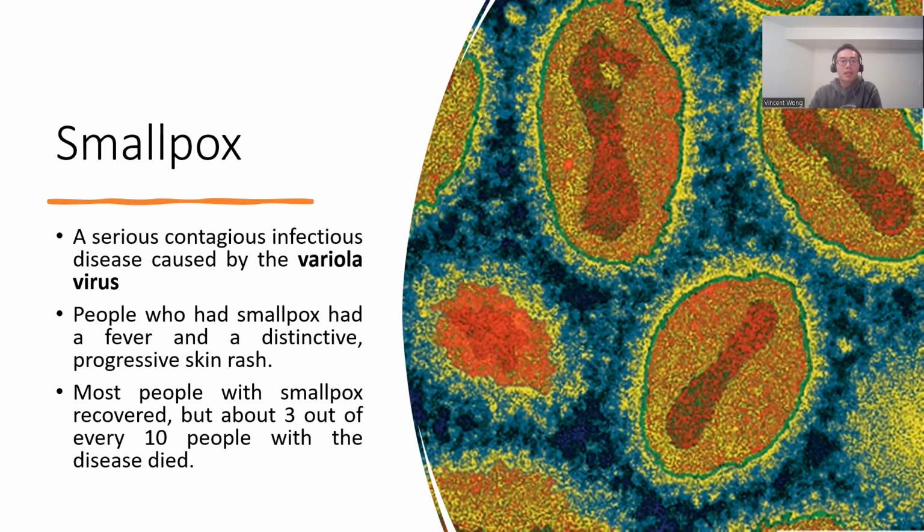Smallpox is a serious contagious infectious disease caused by the variola virus, which is in the same family that causes a bunch of other poxes. Do you know any other pox? Chickenpox, yeah, chickenpox. And more recently, have you guys heard of another pox that was kind of the scary thing on the news, around last year or during the summertime? Anybody heard of it?